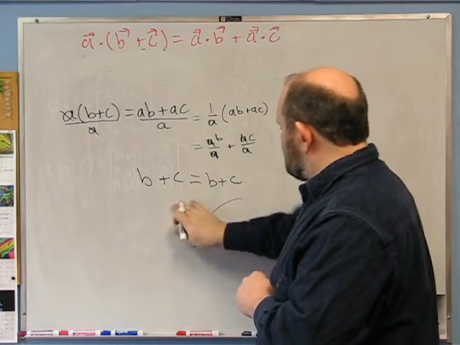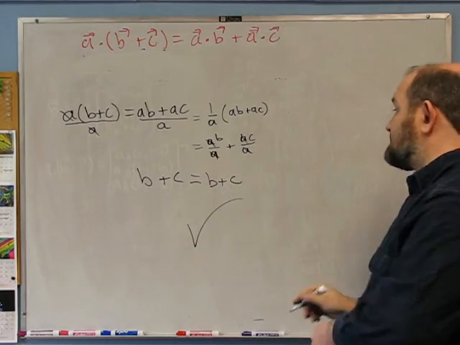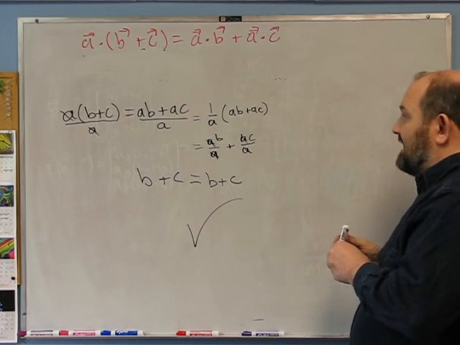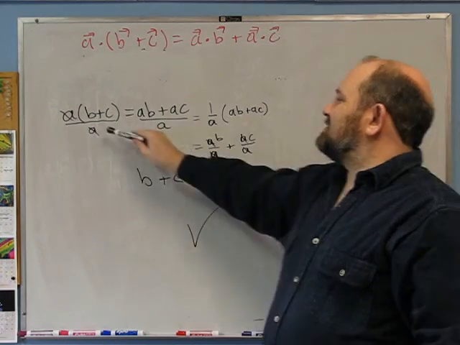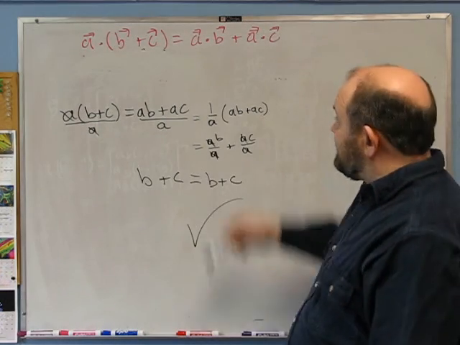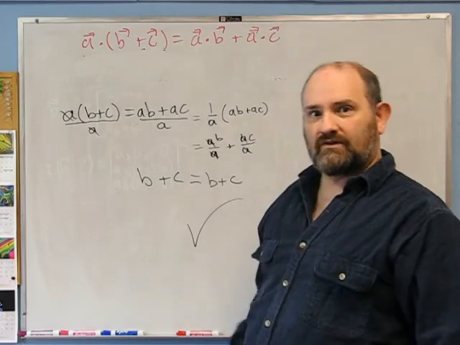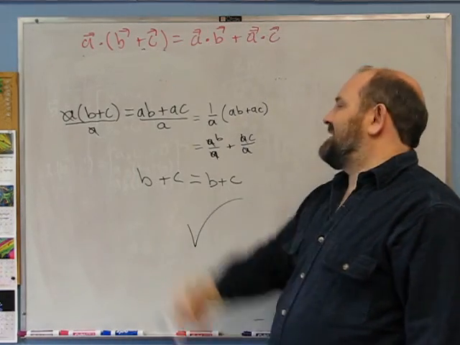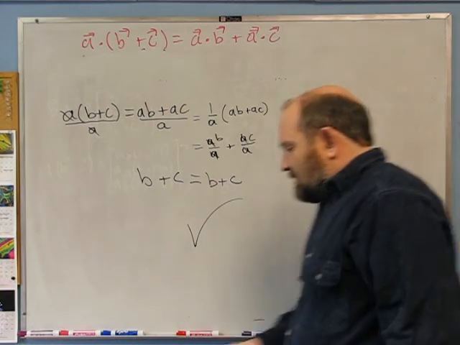And so that's supposed to be a check mark. This is a thing that is self-evidently obvious. B plus C is equal to B plus C. Yes, we're good with that. Did I only do legal algebraic operations? Well, yes. As long as A isn't 0. So I could say in the special case of A equals 0, it's 0 equals 0 plus 0, so it still works. But it actually works for any A, B, and C. All right, so good. That's how I would do it with scalars.